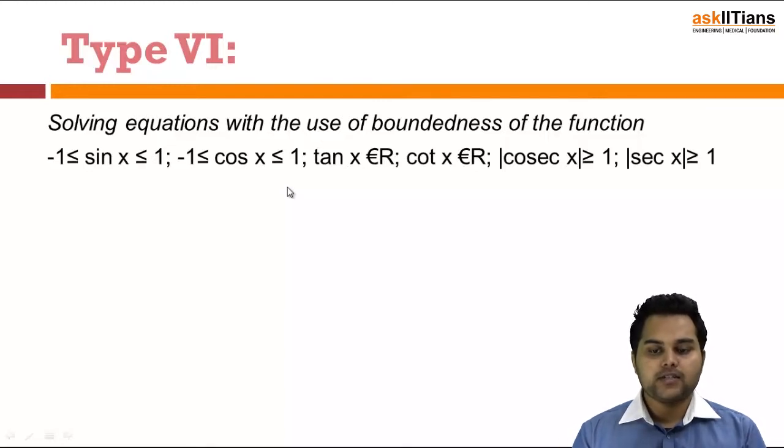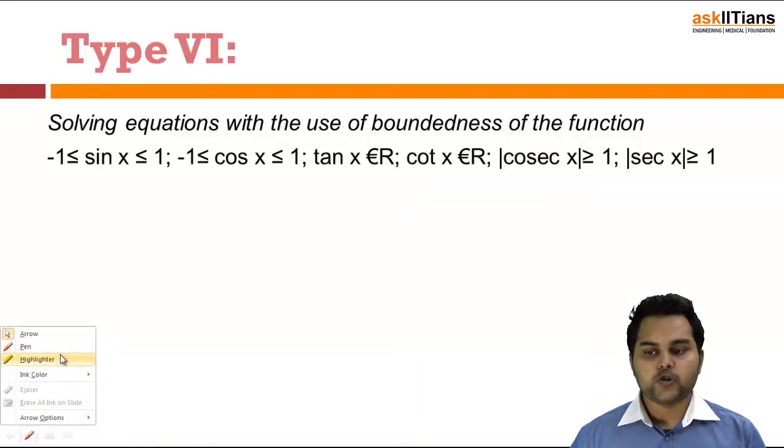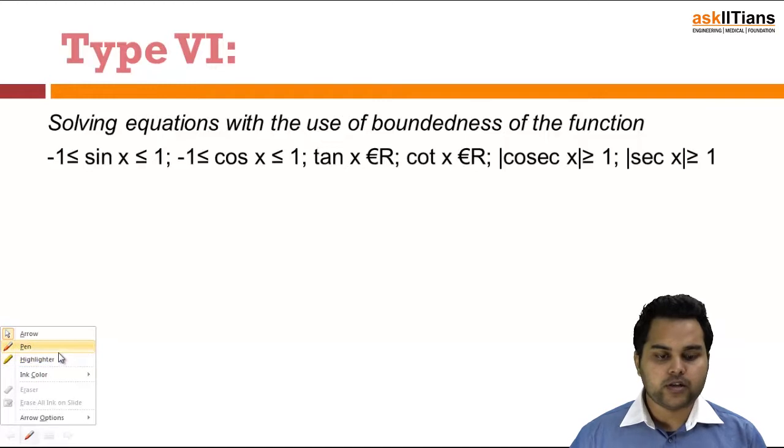Same is with cos x. And tan x, within a very short span of angular change, reaches from -infinity to +infinity, so it can achieve all the values of the real number set. Same is with cot x, and for cosec x and sec x, the absolute value has to be more than 1.